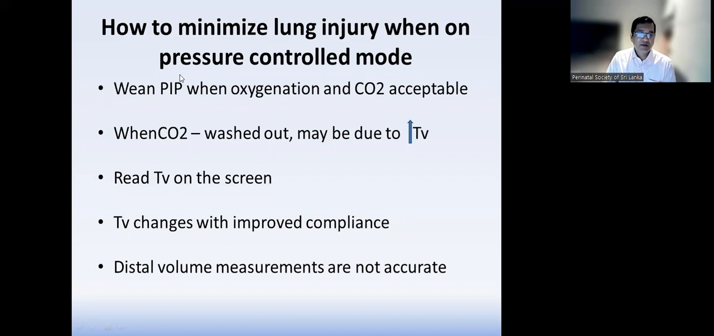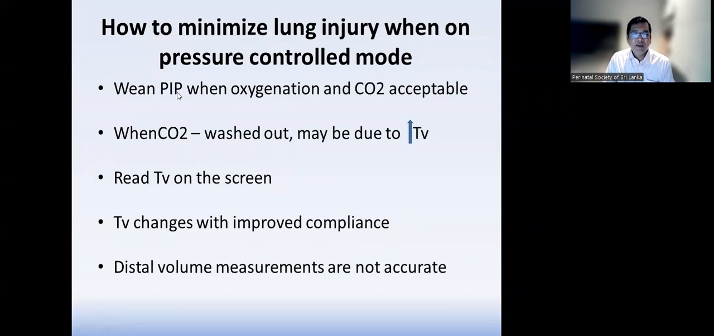PEEP, right? If we reduce the PEEP, we can reduce the damage. When carbon dioxide is washed out, that may be due to high tidal volume. There are two reasons why the tidal volume can be high. One is that the rate can be high.